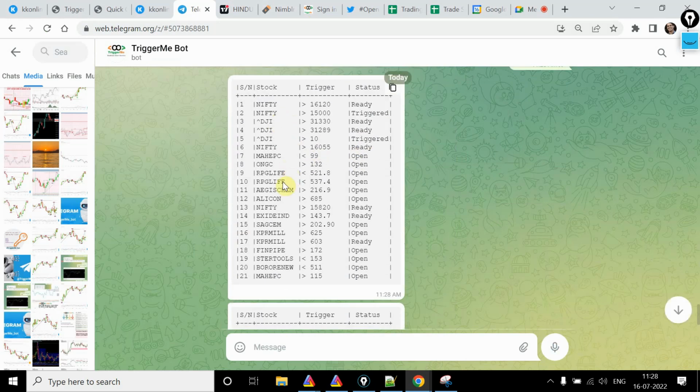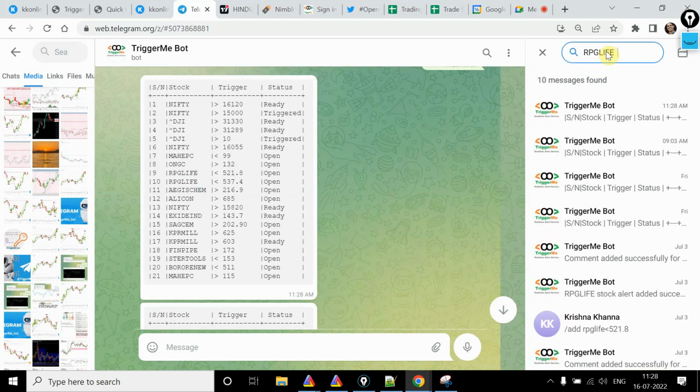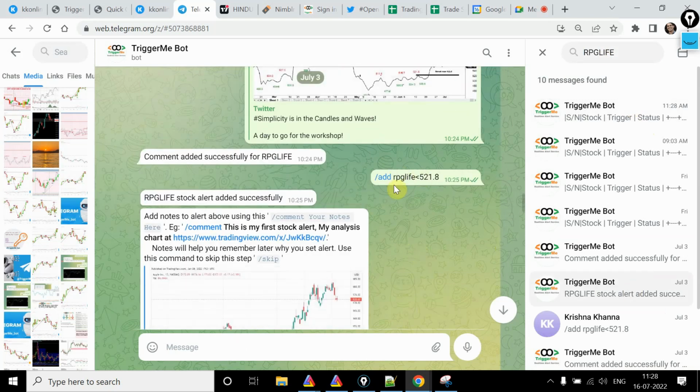So for example, I wanted RPG Life less than 521.8. It is still open, it has not reached. So if I just track how I had added it, I will go over here, RPG Life, and it was on 3rd of July I had added RPG Life. It should go below 521.8, right? Stock was added.